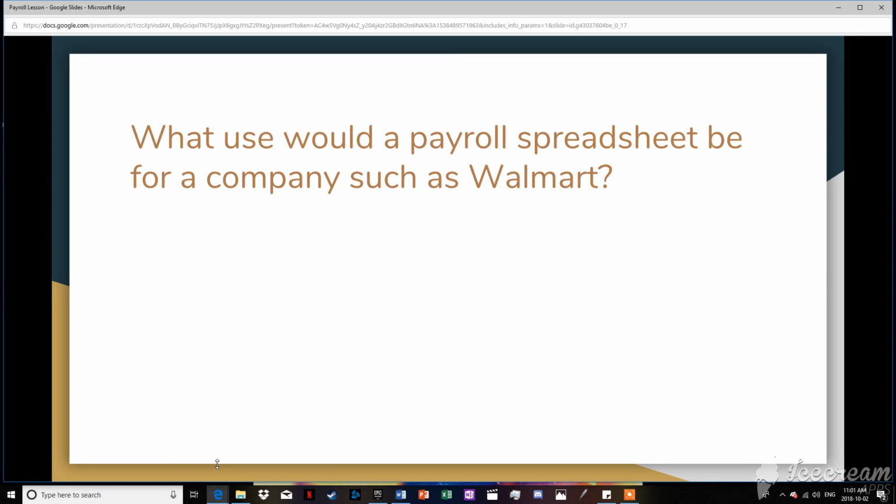You're going to be making a payroll system that uses the formulas that you've discussed in previous classes and incorporating them into your program.